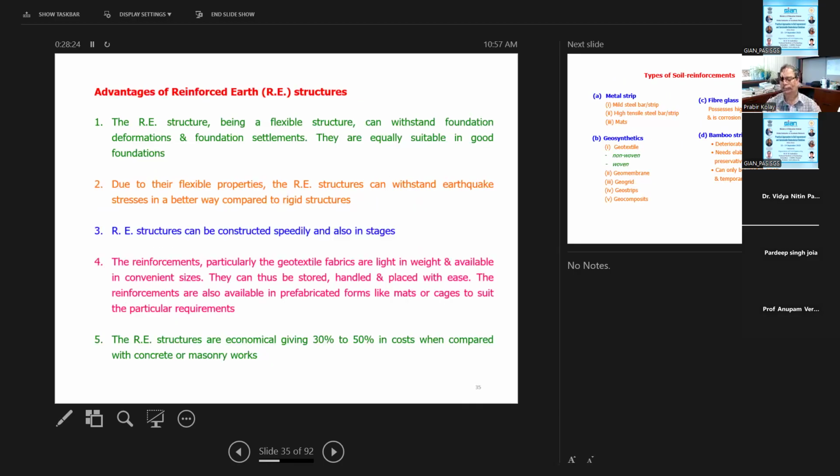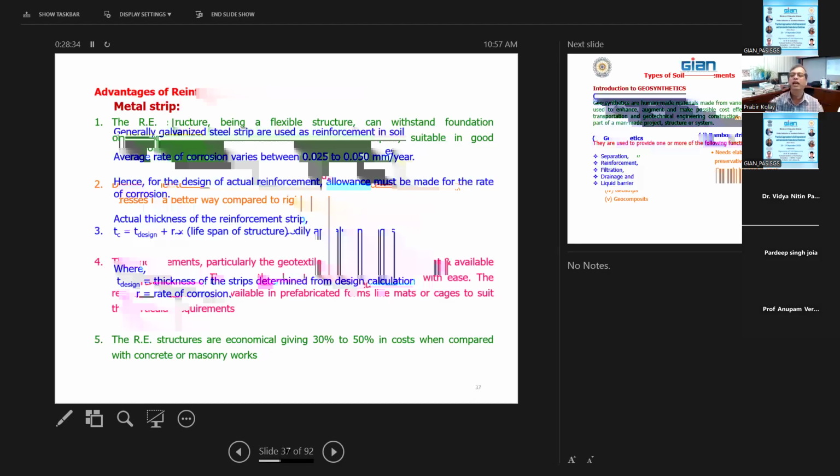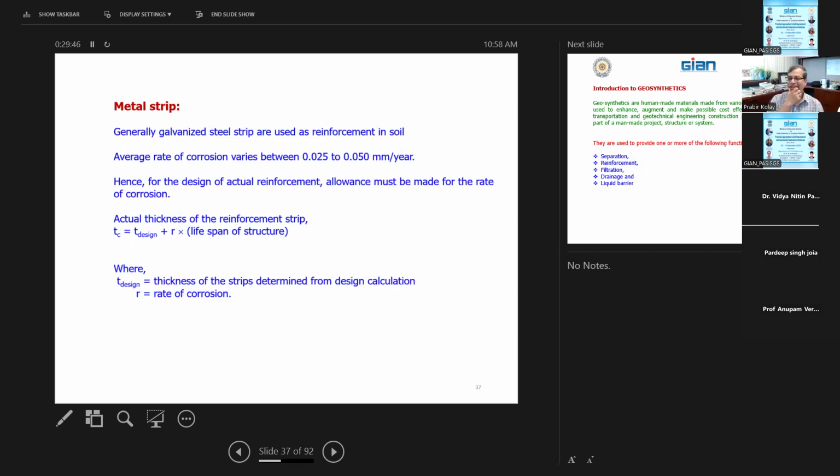Years quickly, but for temporary structures, you can use that. Okay, and also you need to do some treatment. So now, if you're using metal strip, obviously, when you're designing it, you need to either use galvanized steel, or you need to use some painting to prevent corrosion. So galvanized steel is used as reinforcement, and you need to account for corrosion in the design.